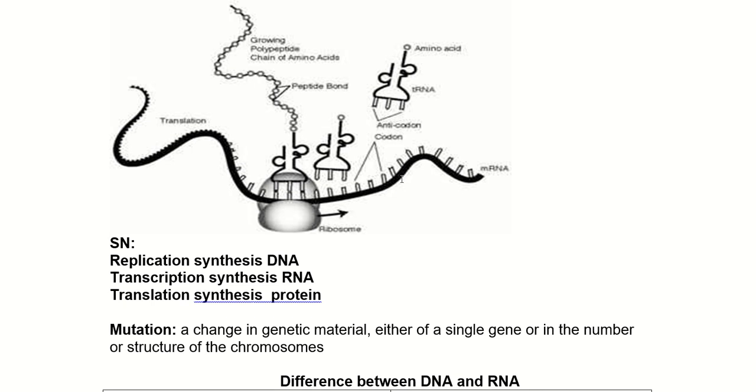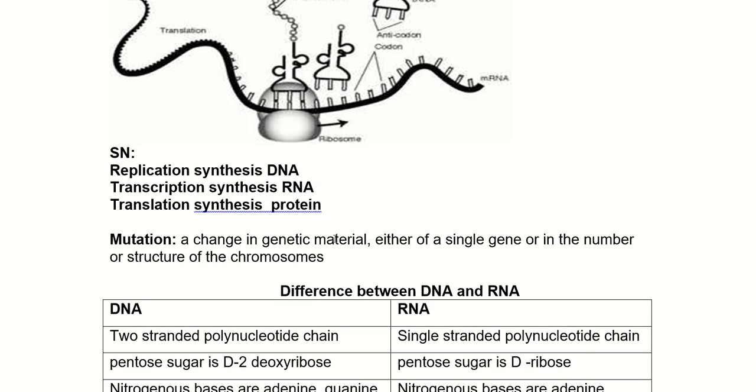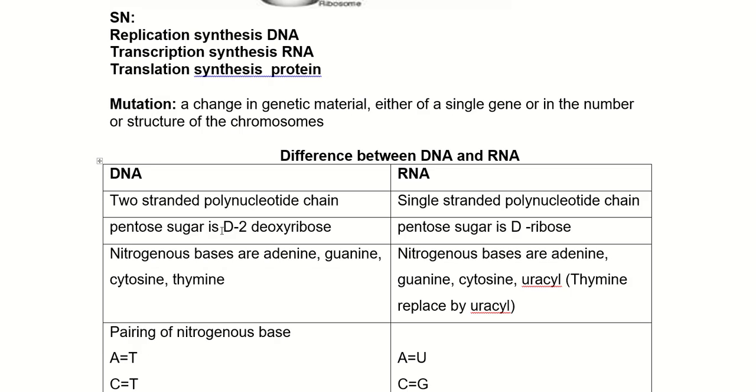So this is a messenger RNA, and this is the ribosome, which reads the code present within the messenger RNA, and transfer RNA carries the essential amino acids for protein synthesis, and here the new protein is formed. What is replication? Replication means synthesis of DNA; transcription, synthesis of RNA; translation, synthesis of protein. Mutation: a change in genetic material, either of a single gene or in the number or structure of the chromosomes.